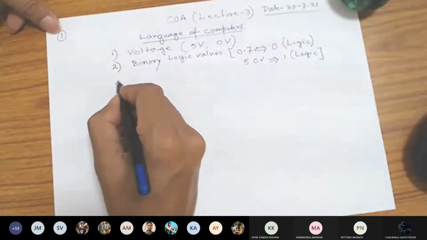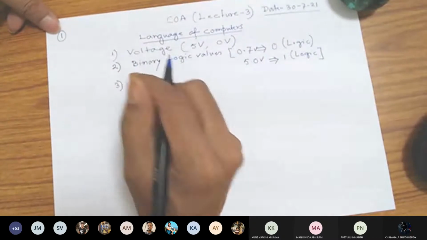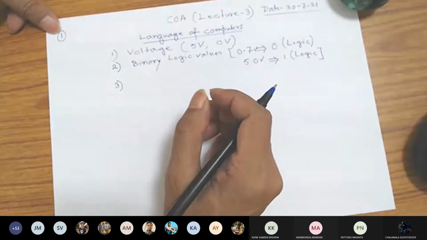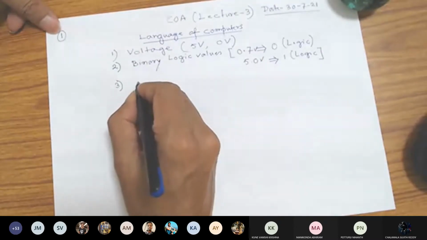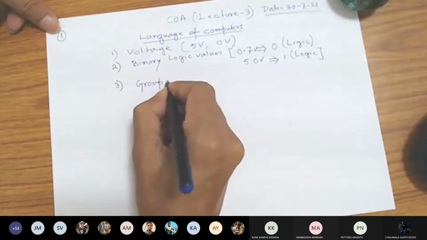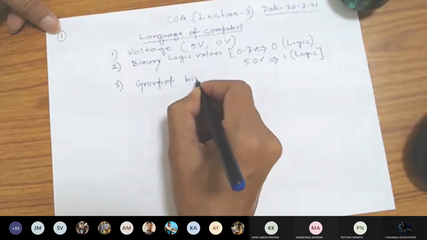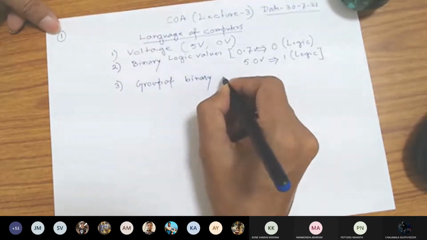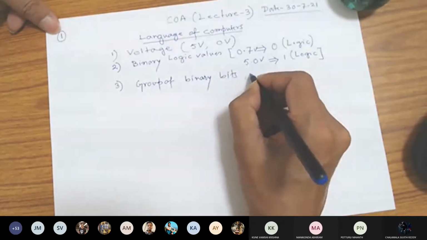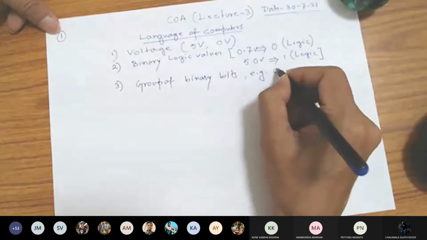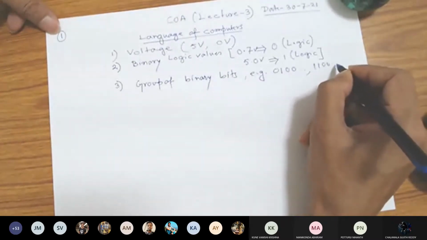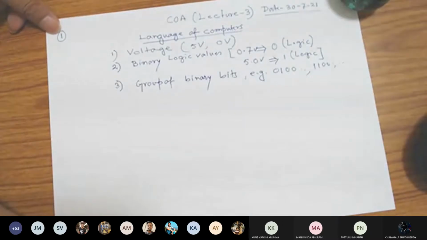Then we group them, these binary bits. So they are binary bits. We group them to get group of binary values. E.g., 0 1 0 0 1 1 0 0 so on so forth.